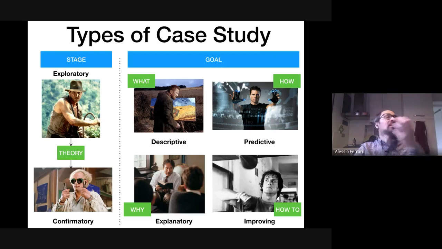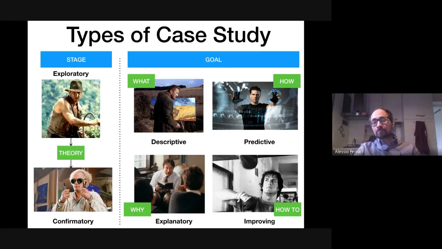This theory can have different flavors, and the flavors are given by the goal. But the stage is exploratory. It's the first time that you go there. It's the first time that you study that. Confirmatory, in the case that a theory was already developed by you or by someone else, and you want to see to which extent it applies to your specific context.